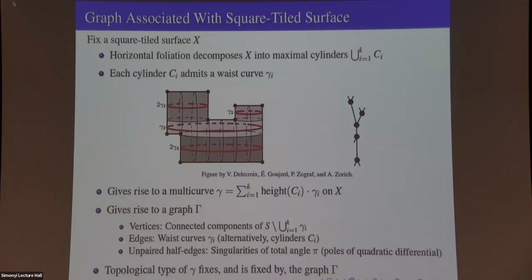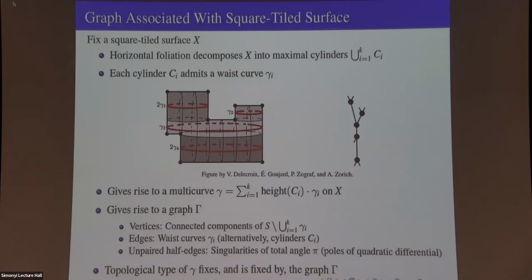The horizontal foliation in it will decompose X into a bunch of maximal cylinders. So in this case, for this square-tiled surface over here, there are 4 of them. There are 4 cylinders I get. And each cylinder has a waist curve, which I call gamma i. So this gives rise to a multicurve, which I call gamma, which I just defined to be the sum of the height of the cylinder, Ci, times gamma i.